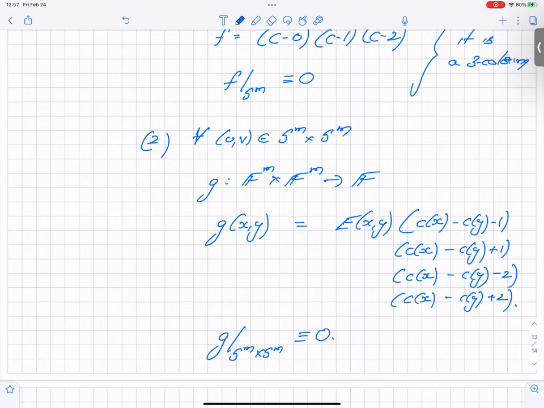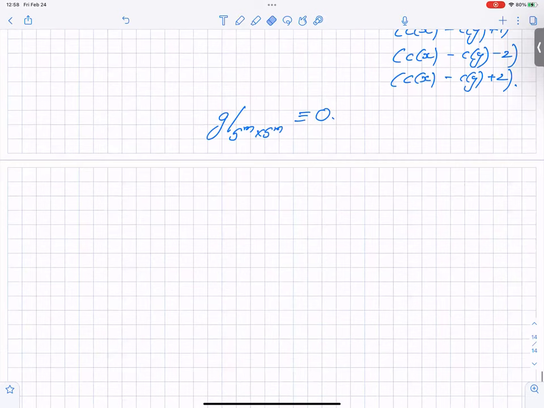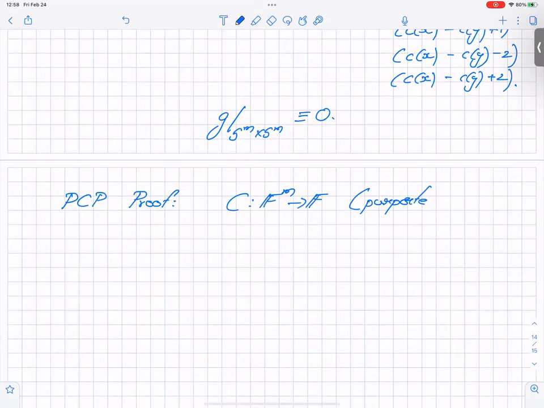E, you will construct yourself. You have access to G and you have proofs for this. Run them. That's going to be the entire verifier. So that's the end of the story. What's going to be the PCP proof? The PCP proof is firstly C from F^m to F, which is the purported low degree extension of a valid three coloring.